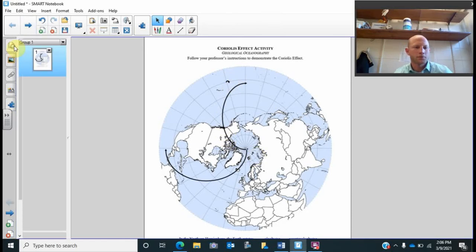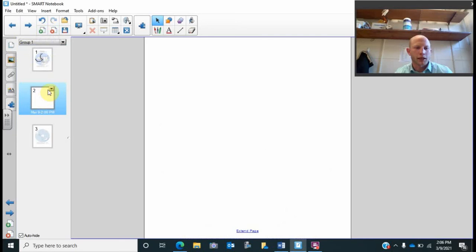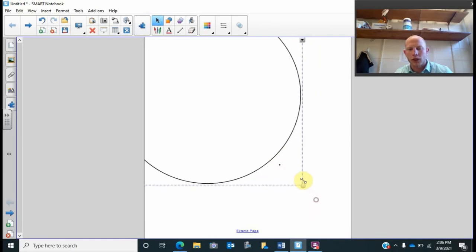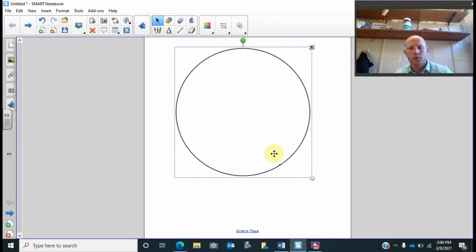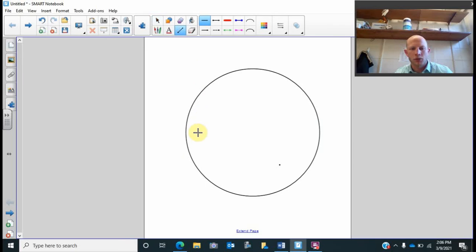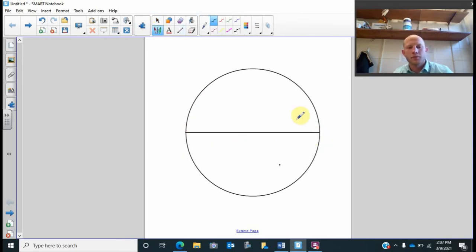Let me go ahead and add another slide here. If I go ahead and draw myself a globe, okay, and when I draw this globe here, I have my equator, which is the middle of the Earth, right? 0 degrees latitude. I know that around my equator here, I get the most intense sun energy. And so the sun bakes this equator here.